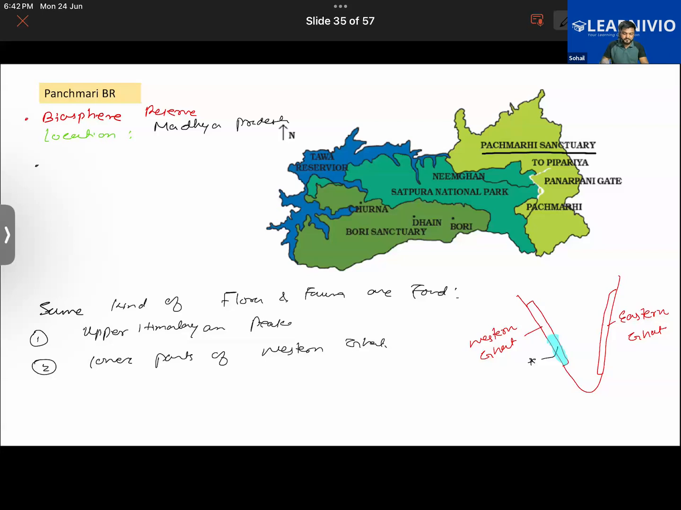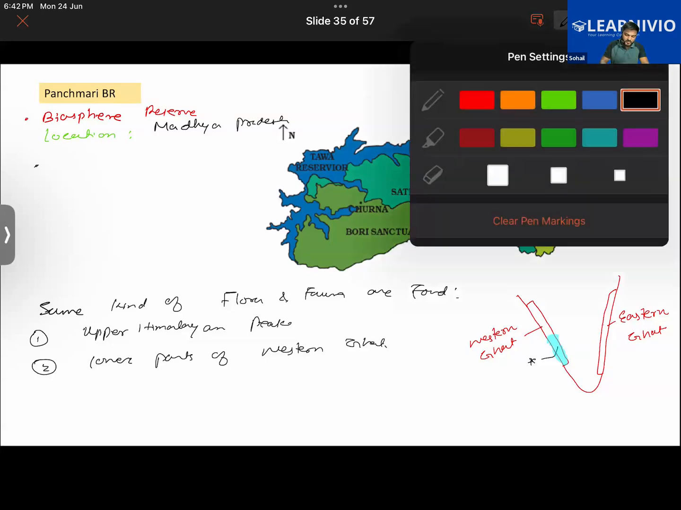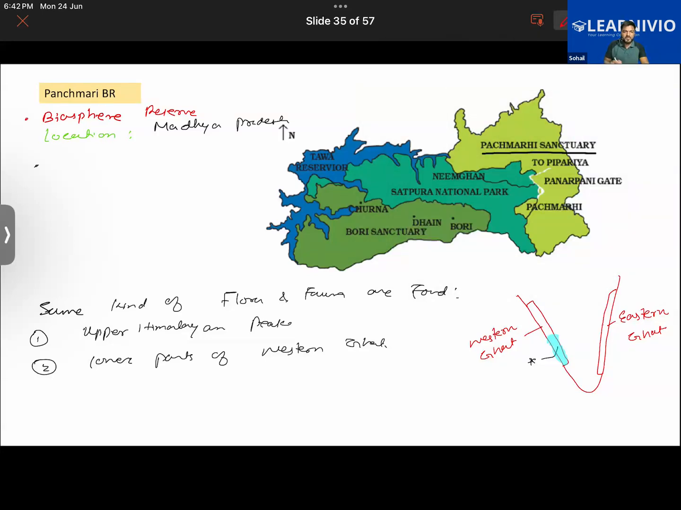Okay, now. It is known to contain other protected areas in it also. It contains two wildlife sanctuaries and one national park. Two. Yes, Alef, how are you? Fine, sir. So it contains two wildlife sanctuaries and one national park in it.